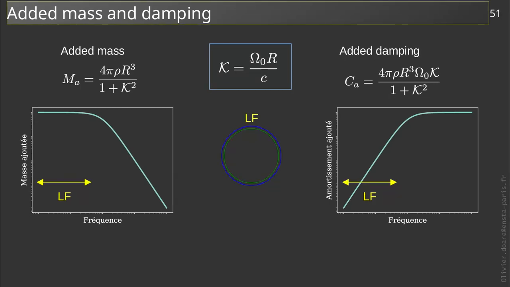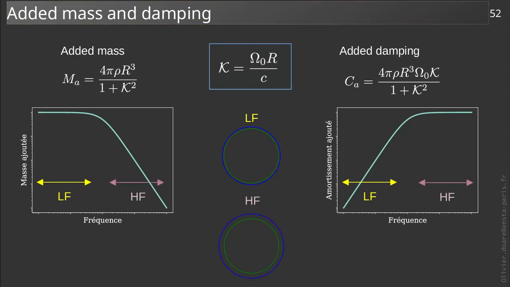In the first regime, at low frequencies, the solid carries a small layer of fluid with it, but does not efficiently radiate acoustic waves into the external fluid medium. This results in an added mass determined by the small fluid volume that follows the sphere in its oscillation, and a low added damping since little energy is transmitted to the outside.